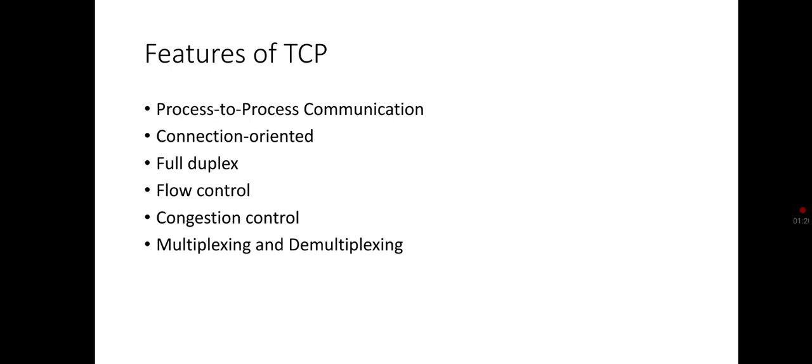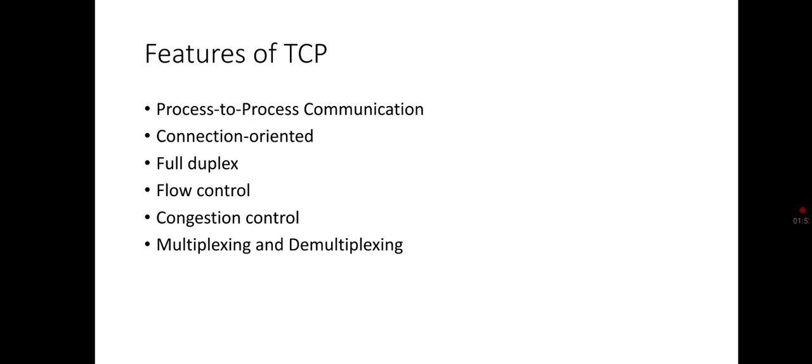When a process at site A wants to send and receive data from another process at site B, the following three phases occur. First, the two TCPs establish a logical connection between them. Next, data are exchanged in both directions. At last, the connection is terminated. The next is full duplex communication. TCP offers full duplex service where data can flow in both directions at the same time.